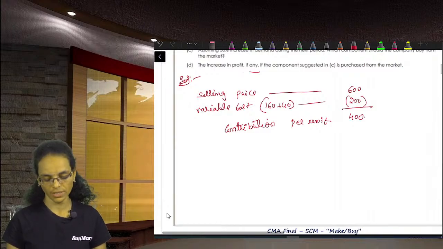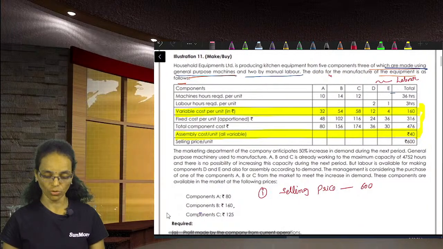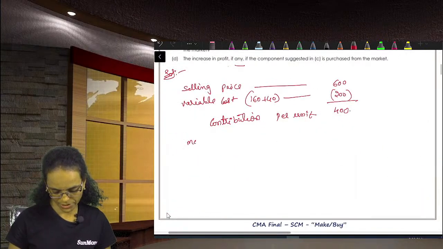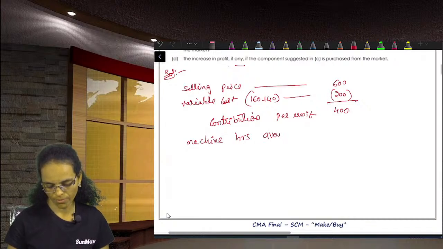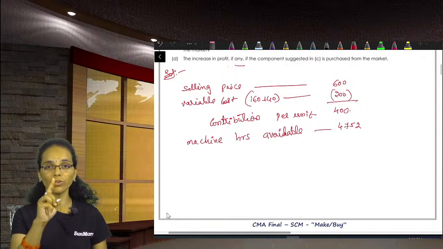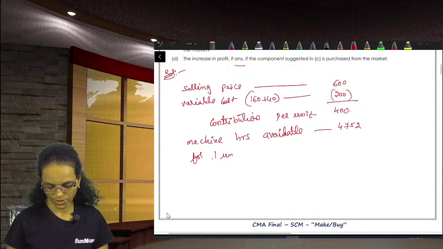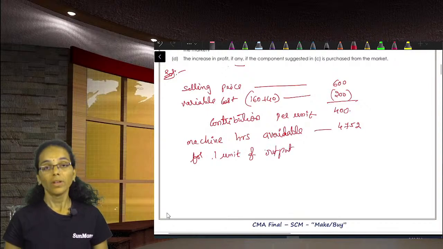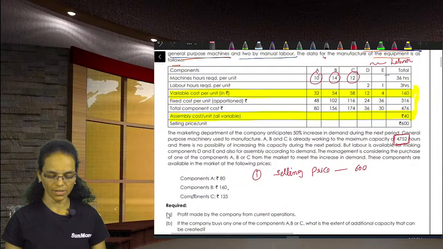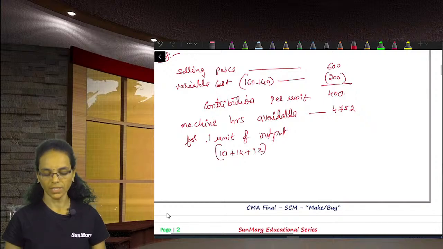Like that, how many units we are producing? Nowhere it is given directly, but indirectly it is given. How to calculate? Total number of machine hours available with us is 4752. For 1 unit of output, the number of machine hours required for components are 10, 14, 12. 10 plus 14 is 24, plus 12, that is 36 machine hours.